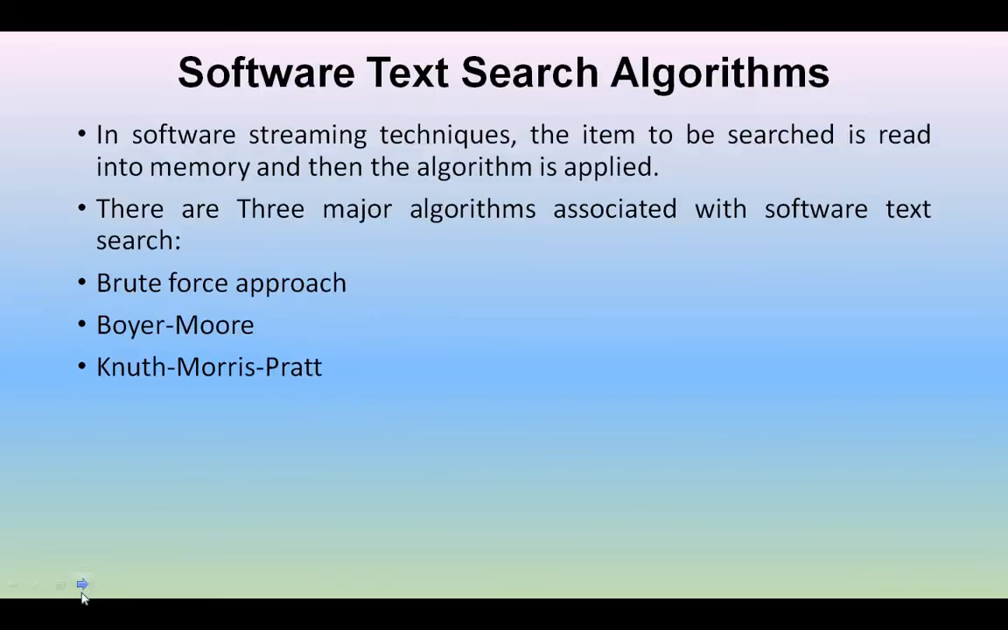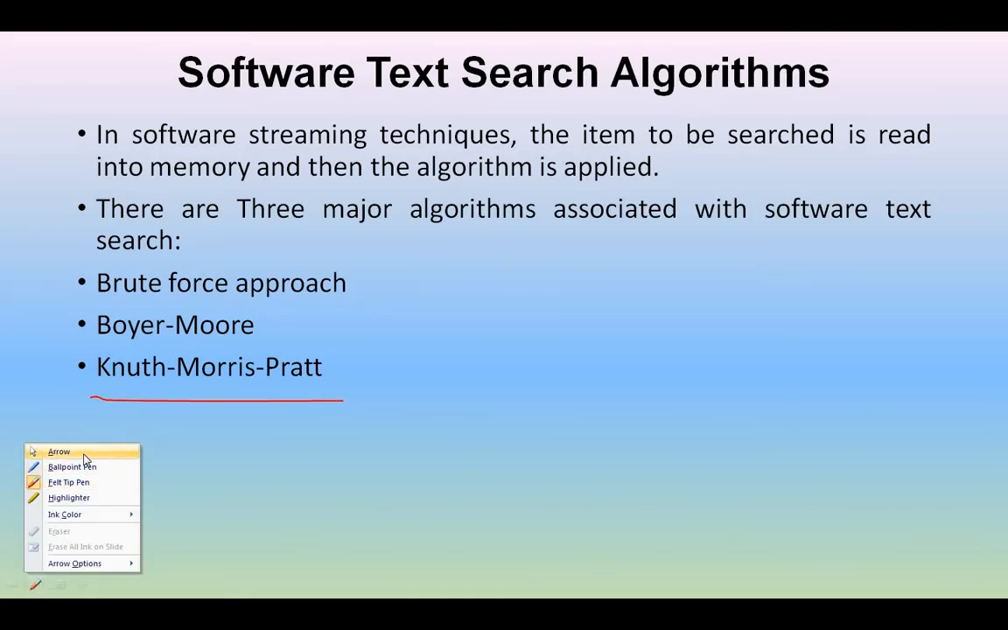In software streaming techniques, the item to be searched is read into memory and then the algorithm is applied. We have to read whatever item we want and apply the algorithm based on that. Basically, we use three major algorithms in this context for software text retrieval. Number one, the brute force approach. Number two, Boyer-Moore. Number three, the Knuth-Morris-Pratt algorithm. Among these three algorithms, we can consider the Knuth-Morris-Pratt algorithm very good and efficient. One by one, we will see how each algorithm works.